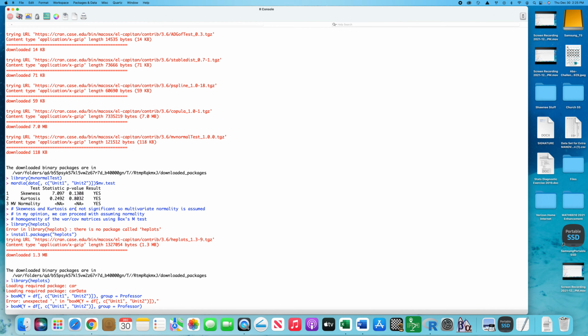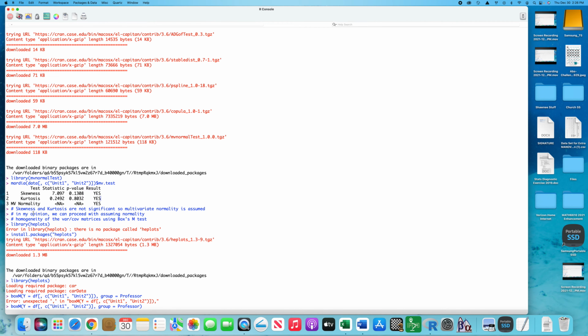so multivariate normality is assumed. In my opinion, if I were writing up these results, I would state that the univariate normality for Professor B in Unit 2 was violated. However, I would proceed with the MANOVA techniques because the multivariate normality can be assumed.